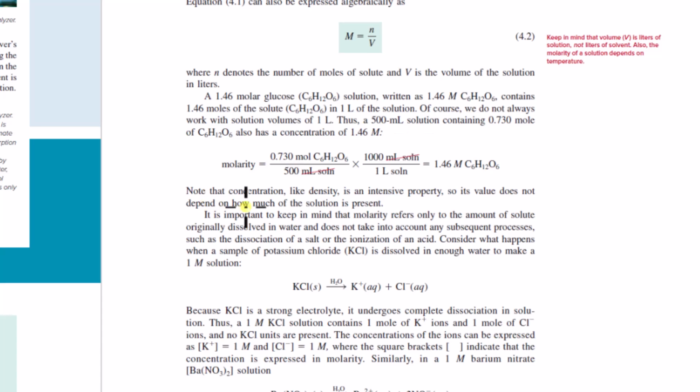Note that concentration, like density, is an intensive property, so its value does not depend on how much of the solution is present. Exactly. Steel has the same density regardless of whether you're holding a steel ruler in your hand or looking at a big steel cross beam. They both have the same density. It's the same idea with concentration. Concentration is normalized with respect to the amount of the solution, just like density is normalized with respect to the volume of steel.